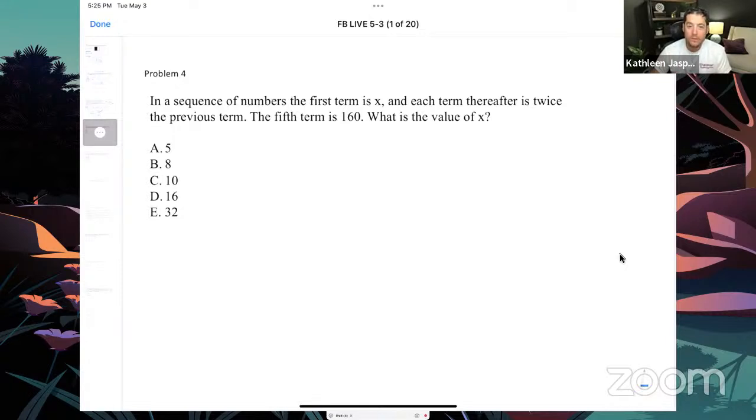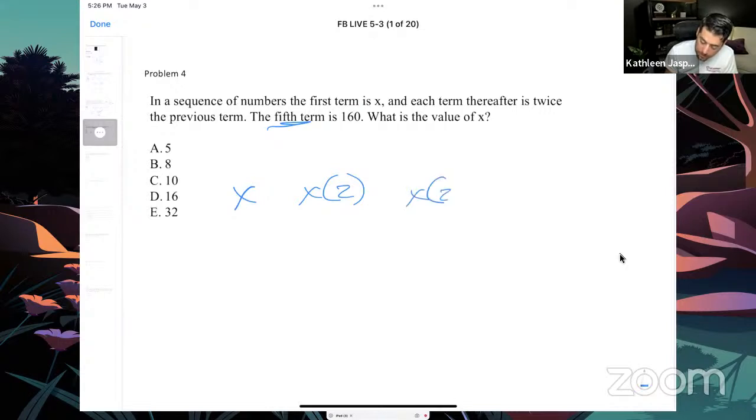In a sequence of numbers, the first term is x. So I know I have this term x. And then each term thereafter is twice the previous term. And they want the fifth term. So we've got to extrapolate this out to 5 terms. I have x here. I'm supposed to do times 2. So x times 2, it's times 2 the previous. So then take the previous again, x times 2, and multiply that times 2.